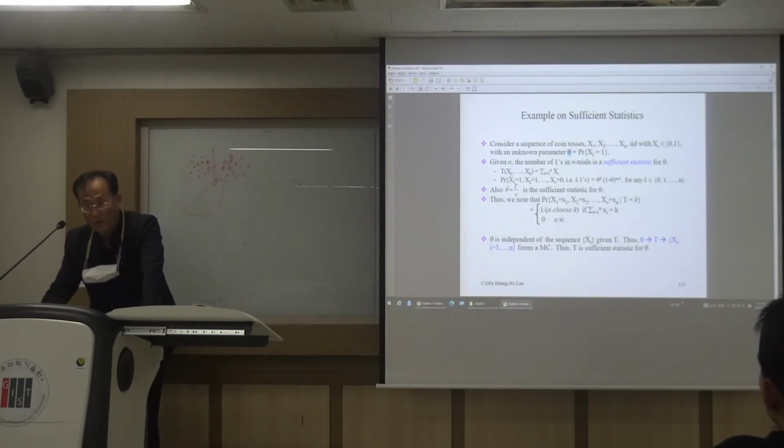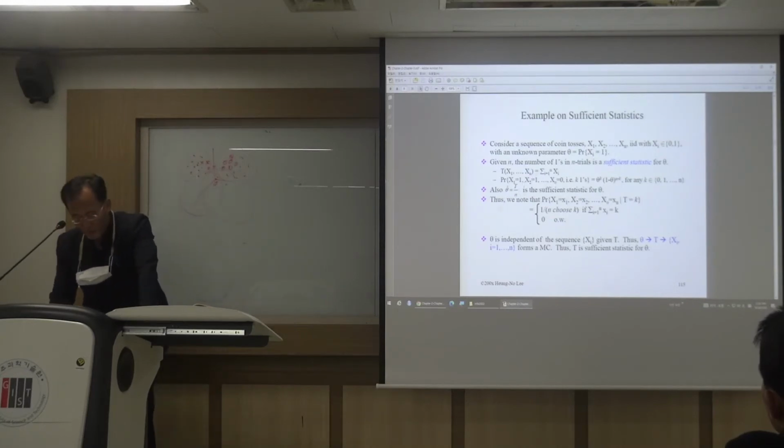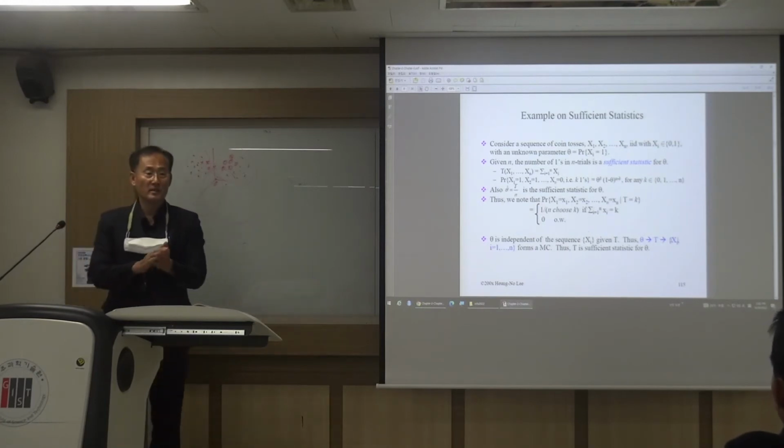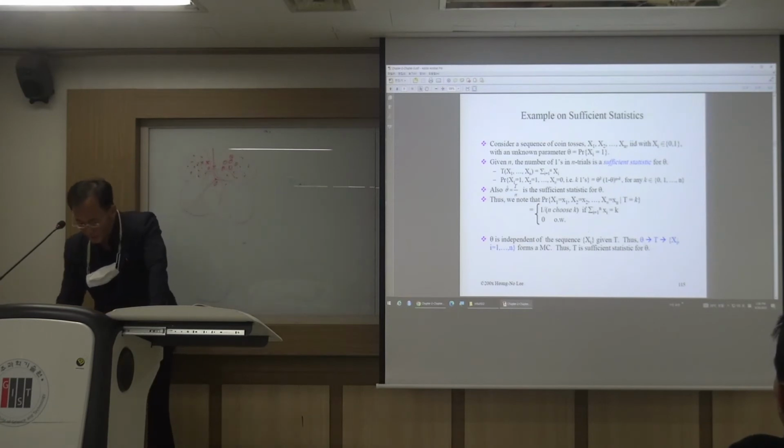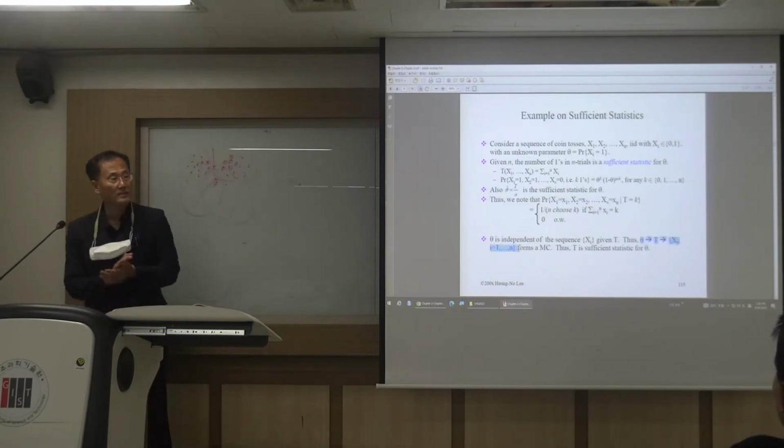But here is a short proof, okay? So here, theta hat is a sufficient statistic for theta, okay? Then basically we need to show that we have a Markov chain relation from theta to T to X, okay? Because the T should have sufficient information to tell about the input data, right? So that's this one.